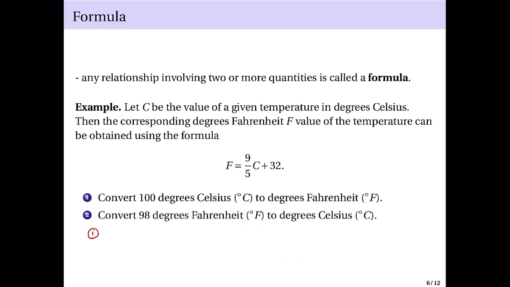So for number 1, F is just 9/5 times 100 degrees Celsius, that's in Celsius, plus 32. So in here you have 9 times 100 divided by 5, that will be 20. So 9 times 20 plus 32, and you will have 180 plus 32, and this is equal to 212 degrees Fahrenheit.